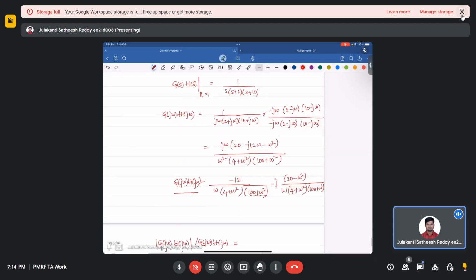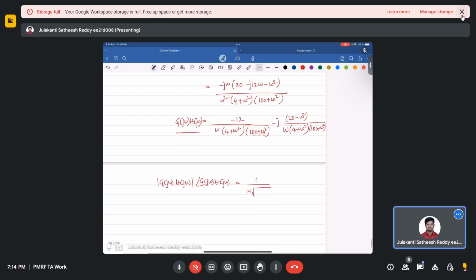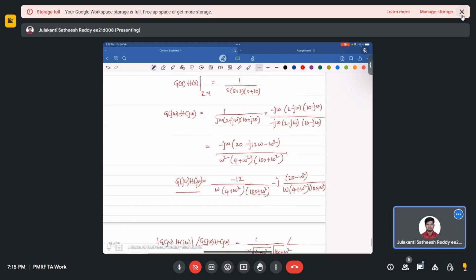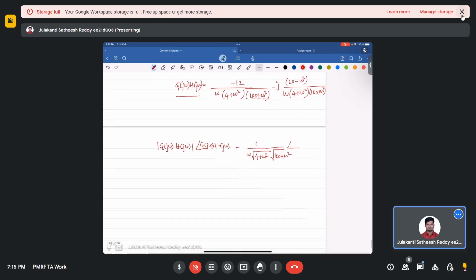So if I make s equal j omega, it will become 1 by omega, root of 4 plus omega square, root of 100 plus omega square, at an angle of: 1 by omega means minus 90, and this will become minus 90 minus tan inverse omega by 2 minus tan inverse omega by 10.